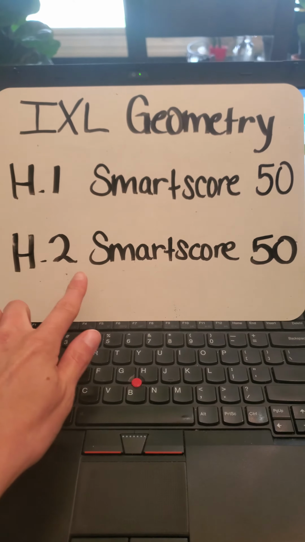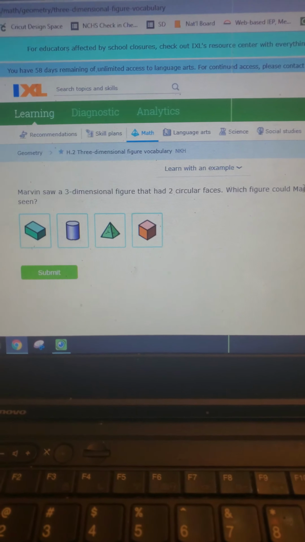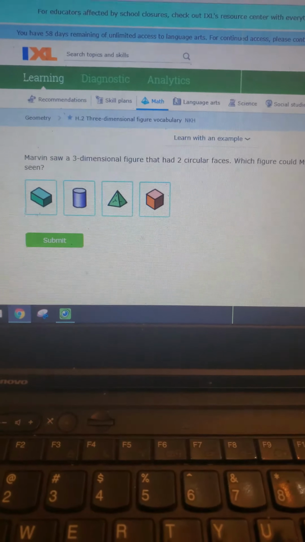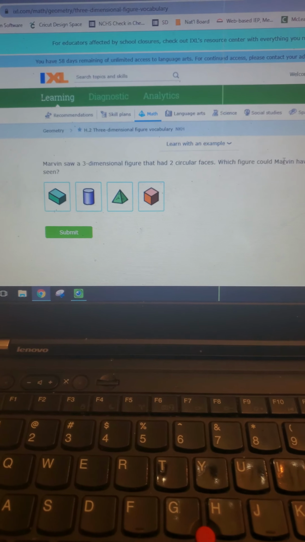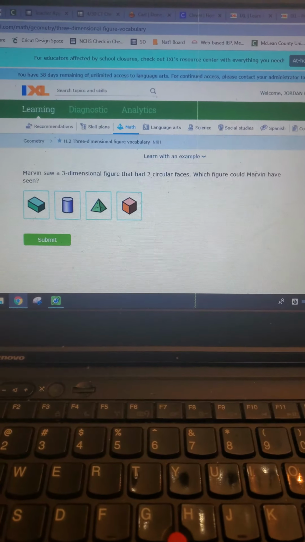Okay, now we'll look at IXL for H.2. So H.2 is three-dimensional figure vocabulary. And I don't think it'll be a whole lot harder than the last one. There will just be some words in there you're not as familiar with.